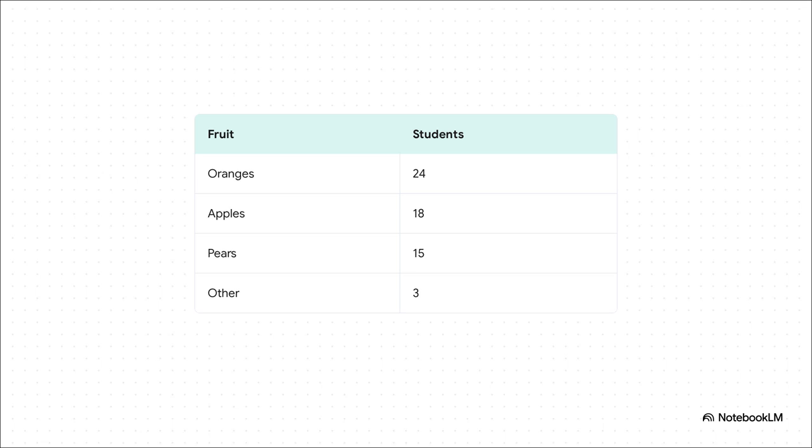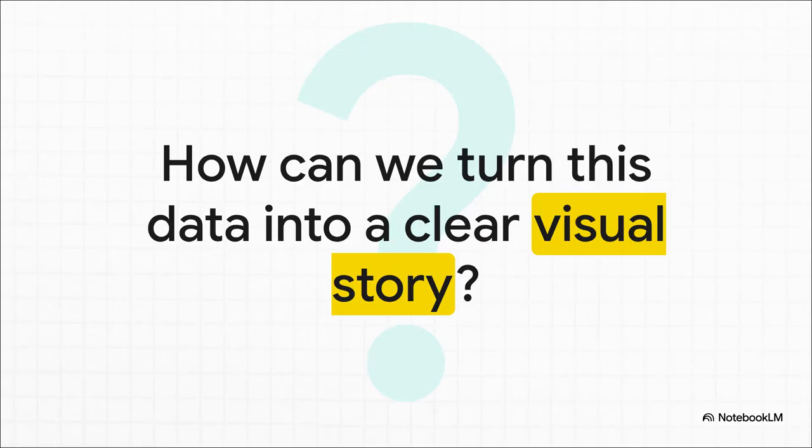Okay, let's start with this. We've got a simple survey of 60 students asking about their favorite fruits. You see the raw counts right here. And yeah, the info is totally accurate, but at a quick glance, it's just a jumble of numbers. It's kind of hard to instantly see the big picture, isn't it? So that leads us to our big question. How do we take this plain, kind of boring data and turn it into a visual story that anyone can get in a split second? That's the challenge, and we're going to solve it right now.